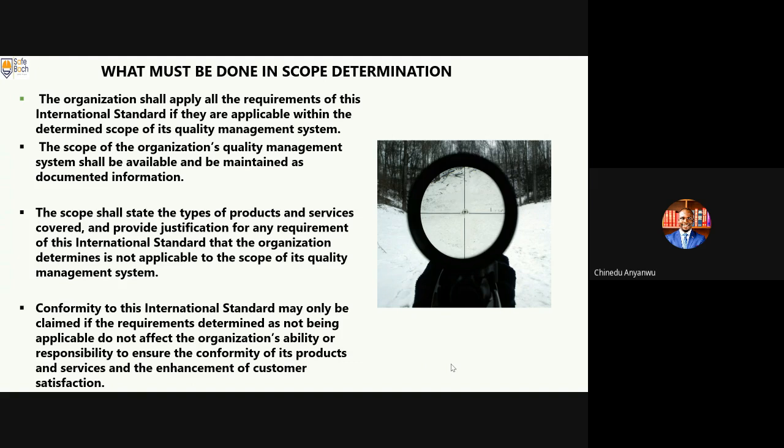What this simply means is that if you are excluding any part of the quality management system from your scope, you must make sure it does not affect your ability to meet your promises to your customers. You must make sure that it does not affect anything that enhances customer satisfaction. So you cannot exclude any requirement of this standard if it affects your ability to meet customer satisfaction. That is exactly what this part is saying.